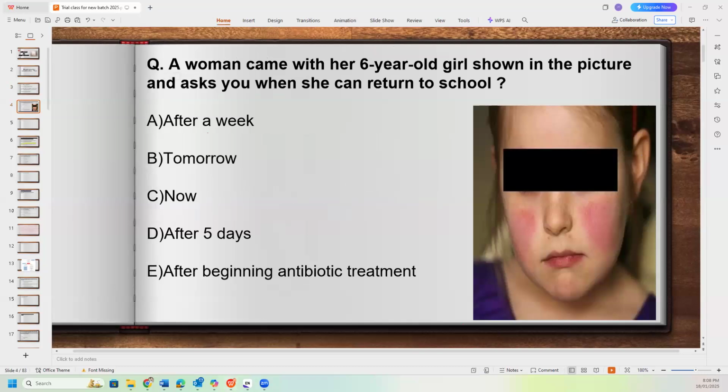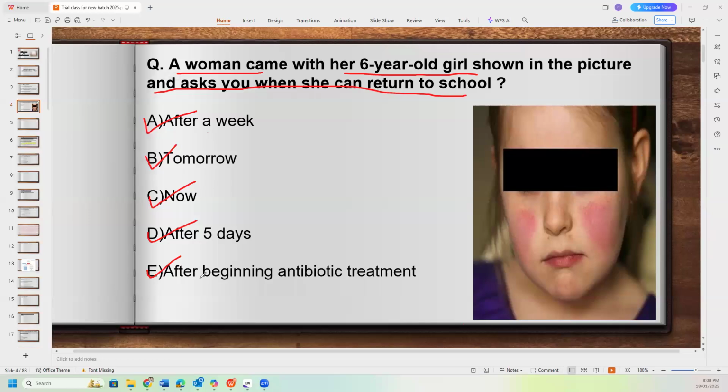So the first question is: a woman came with her 6-year-old girl shown in the picture and asks you when the said girl can return to school. So they're asking about exclusion, especially related to rash. The options are: after a week, tomorrow, now, after 5 days, after beginning antibiotic treatment.